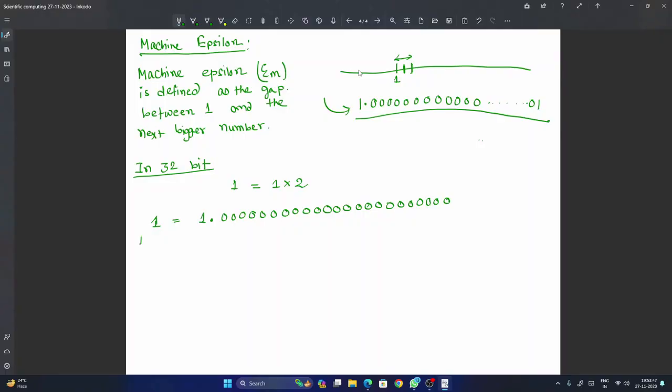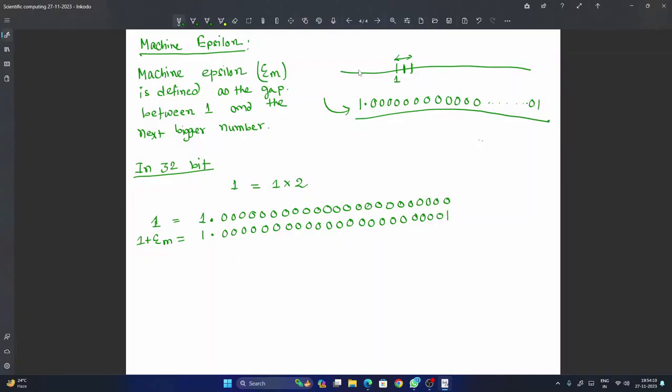And what is the just next number after that? That means 1 plus epsilon m, that is the next number. Just after the 1, it will be the number. And what is the number? It will be 1.00, so the same number of zeros will be there, and after that at the end you will get 1.